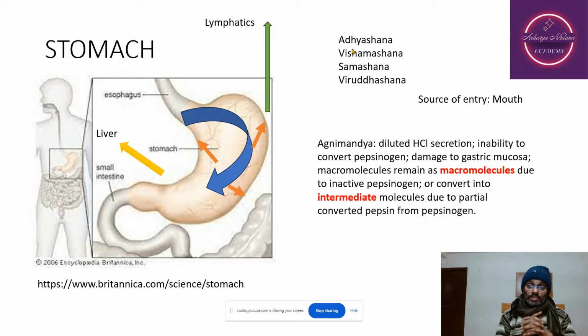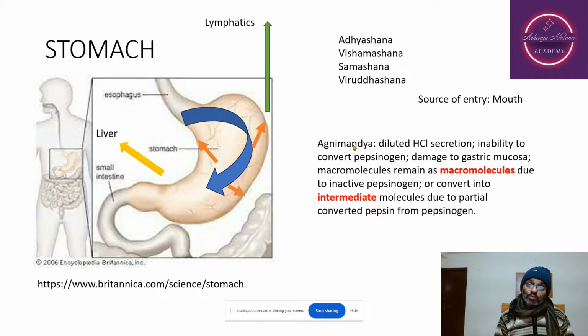The term Viruddhashana refers to where the person is taking unwholesome or incompatible diet. When incompatible diet is consumed, what actually happens? It is immediately responsible for inflammation occurring in the stomach. So on all these occasions, the source of entry will be the mouth. Because of these reasons, Adhyashana and so on, the first and foremost thing that happens is Agni-mandya. When Agni-mandya happens, the three main functions are disturbed.